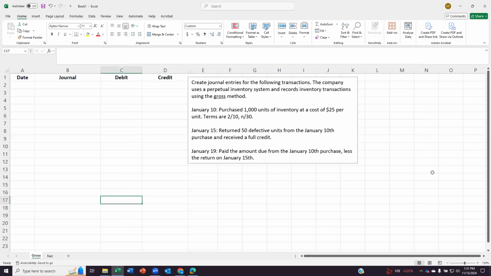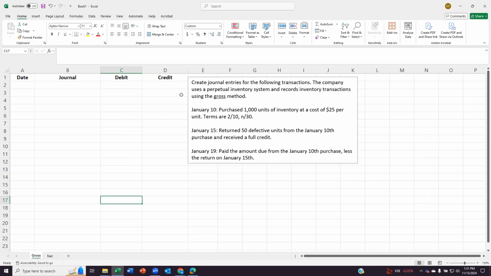Hey everybody. So I get a lot of questions about how to deal with recording inventory purchase transactions at the gross method versus recording them at the net method. And so I just wanted to work through an example of both side by side so that it would be a little easier to see and a little easier to understand. So let's just jump into it.